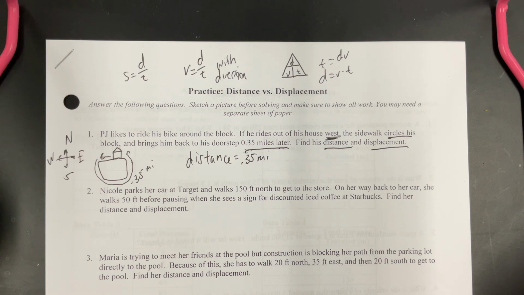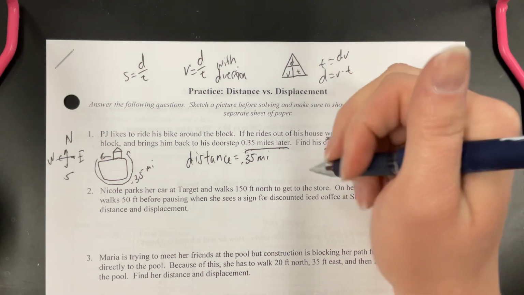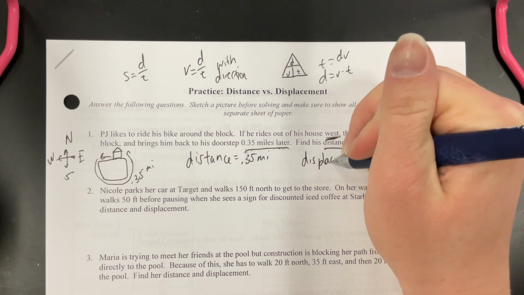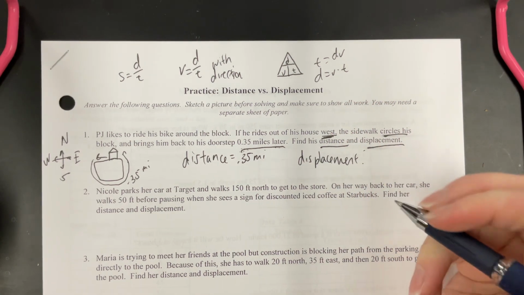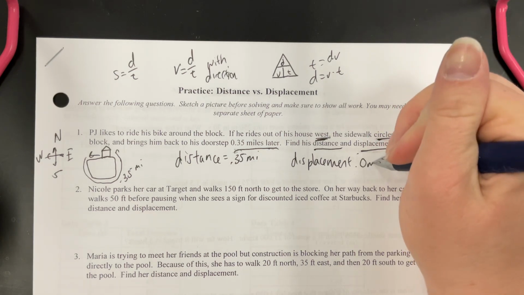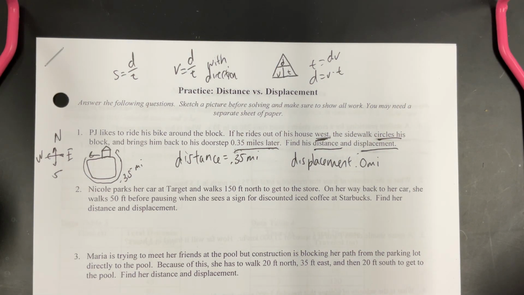Okay, so now, let's talk about displacement. And I want to make sure I'm doing this the way they want me to. Yeah, okay. So now, displacement, the direction matters. And I'm going to tell you what the displacement is, and then we're going to talk about why it is what it is, okay? The displacement, I'm going to say, was 0 miles. Okay, so what does that mean is true about displacement? It's not just a positive 0.35 or a negative 0.35.